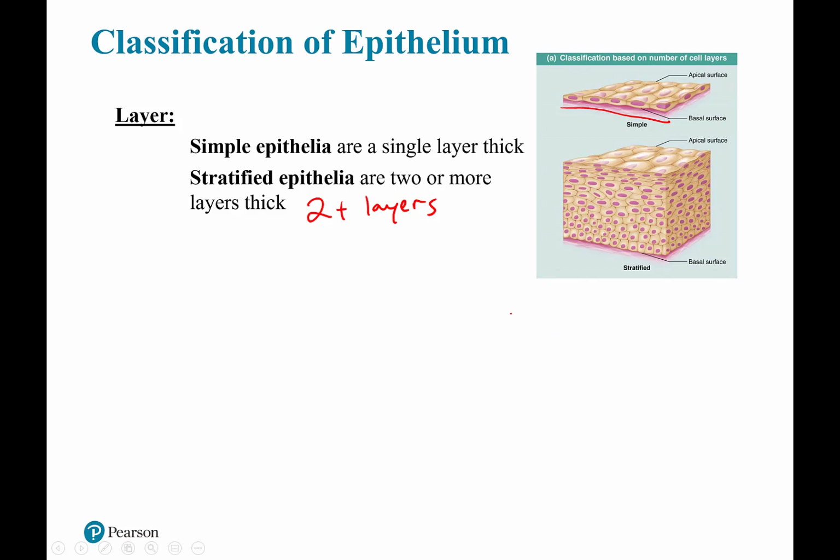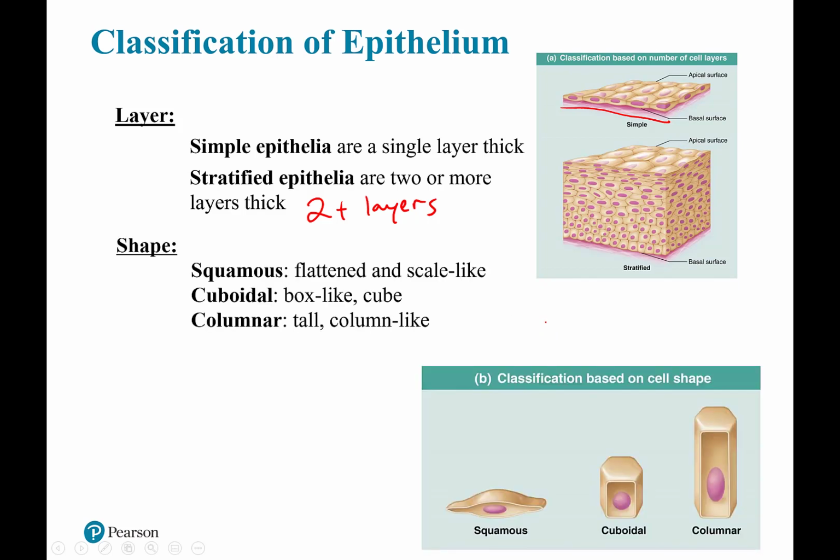Now, we come to shapes of tissues. We have 3 different shapes. We have squamous, which is flat, squished looking cells. Cuboidal means the cell looks like a square. It looks like a box, like a cube. Versus columnar, or cells that look like a column. They're really tall. Tall cells are columnar.